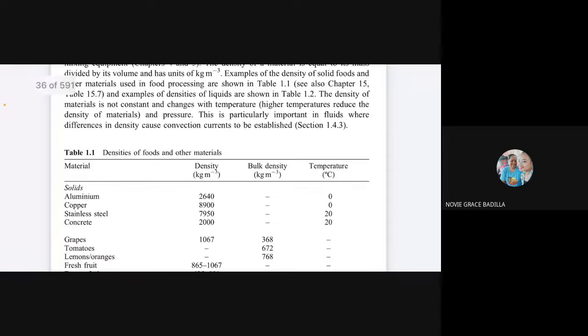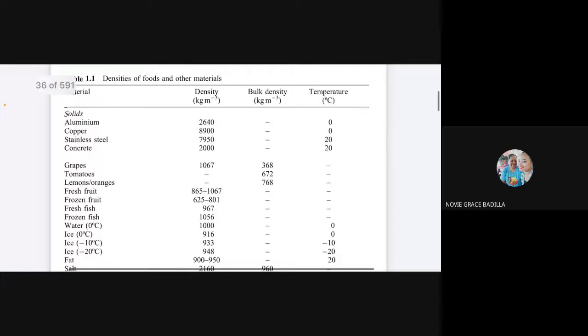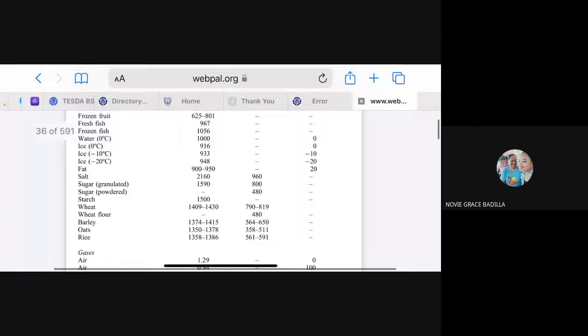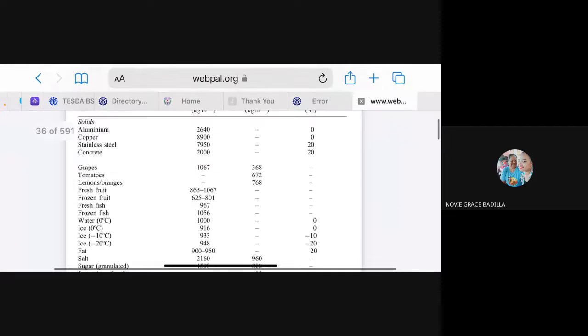So the density of materials is not constant and changes with temperature. Mag-change na siya. Higher temperature reduces the density of materials. So higher temperature meaning mainit, so mugamay ang iyahang density and pressure. But this is particularly important where differences in density cause convection currents to be established. So ito yung mga densities of food and other materials, no? So asa ang pinakadako og density dire? Of course, ang gas, sa kagaan niya, pinakagamay ang density.